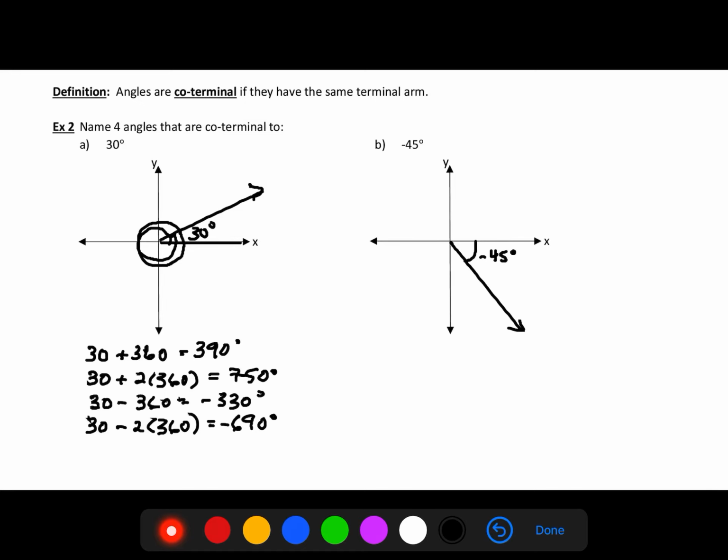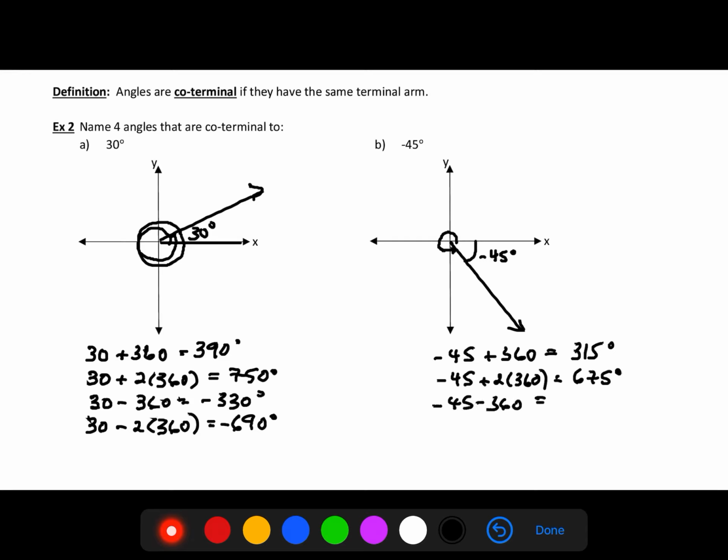And again, we can find coterminal angles by adding 360 or subtracting 360. So starting at negative 45, if we add a full rotation, an angle of 315 degrees from the positive would have the same terminal angle. And again, if we add 2 full rotations, that means we would have an angle of 675 degrees, falling at the same spot.